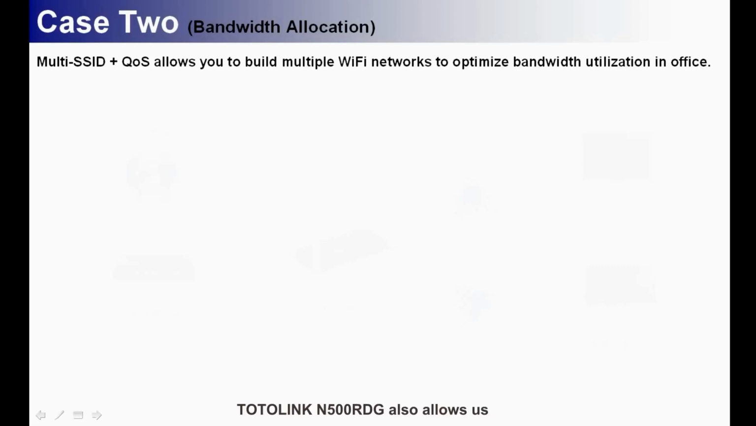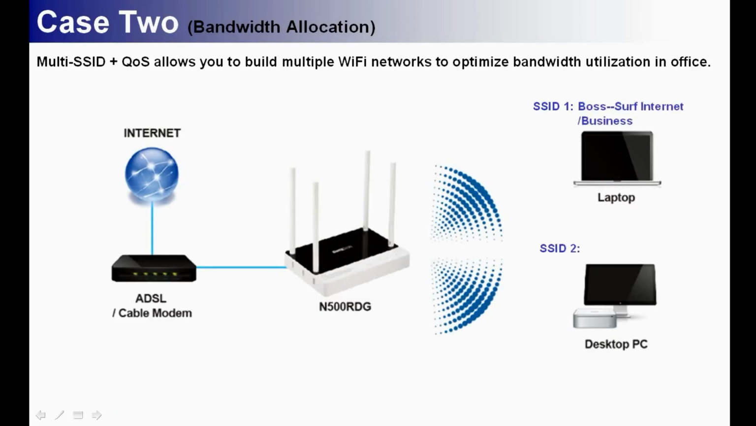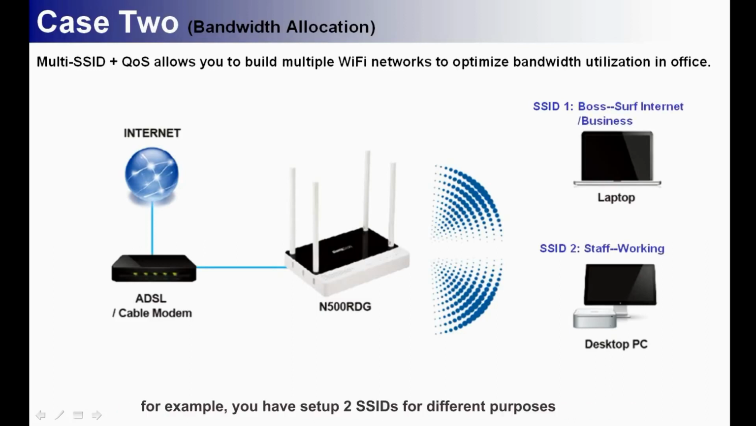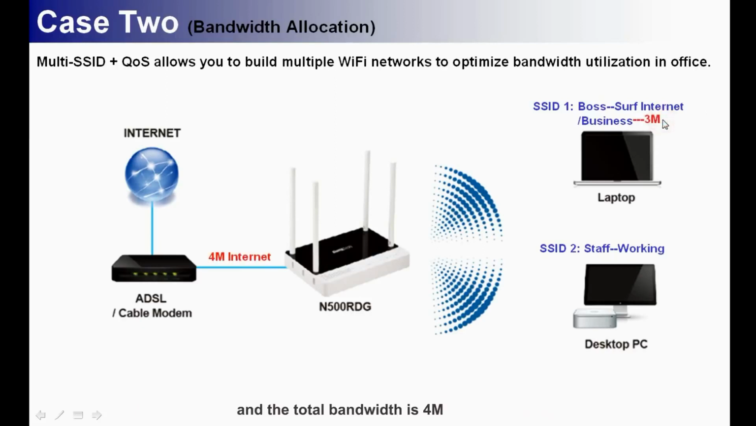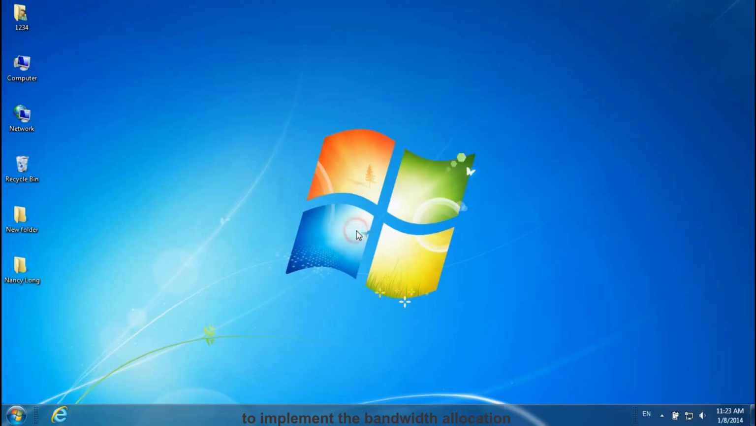TOTOLINK M500RDG also allows us to build multiple Wi-Fi networks to optimize bandwidth utilization in office. For example, you have set up 2 SSIDs for different purposes and the total bandwidth is 4 MB. Then you consider 3 MB for manager, 1 MB for staff working. For this situation, please follow the next steps to implement the bandwidth allocation.